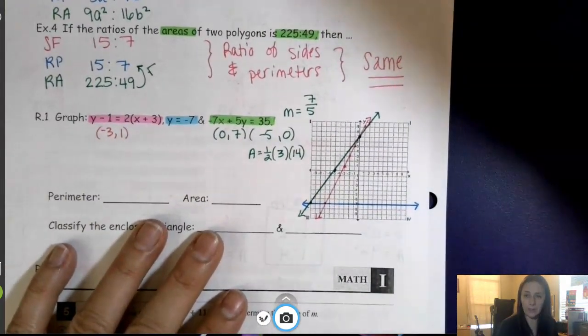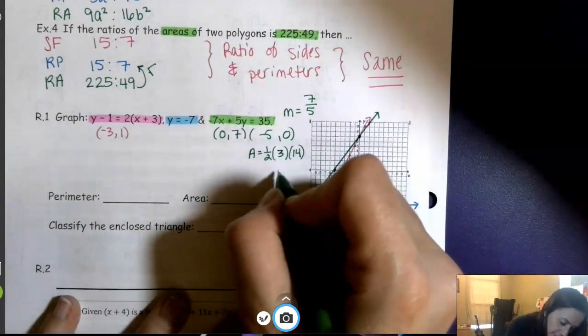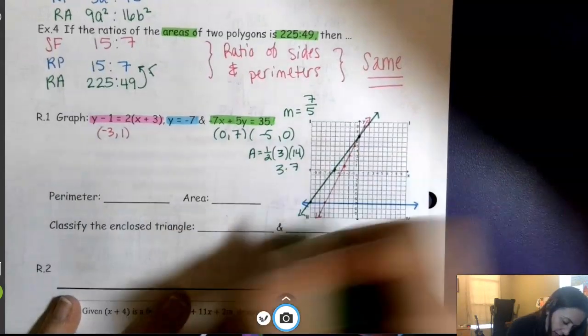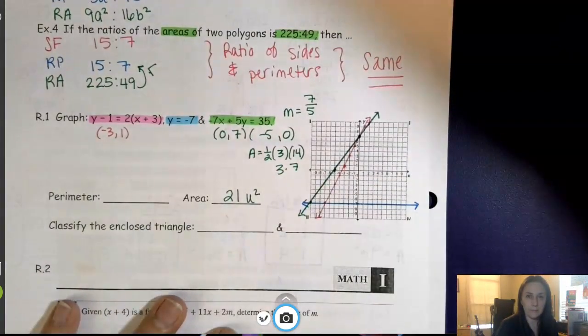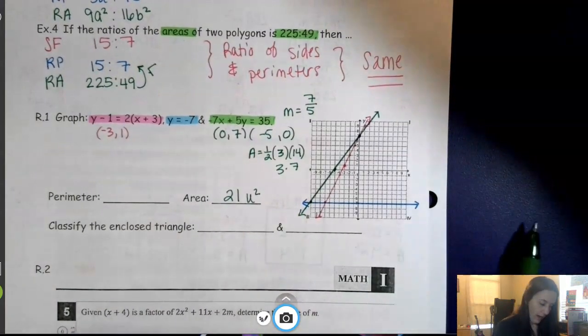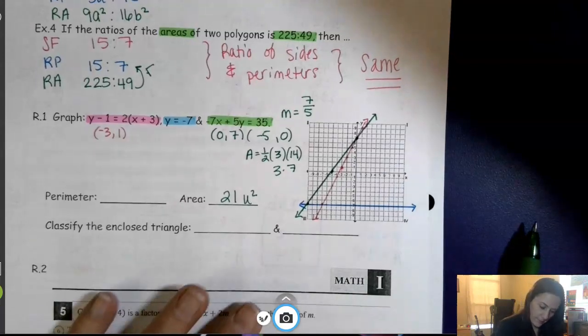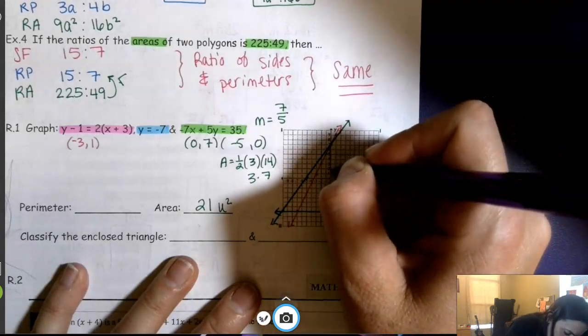Again, pause, do these on your own, come back and check. Half of 14 is going to be 7, 3 times 7. I end up with 21 units squared for my area. Perimeter is going to be a little bit tricky. I am probably going to create a rectangle around the outside.